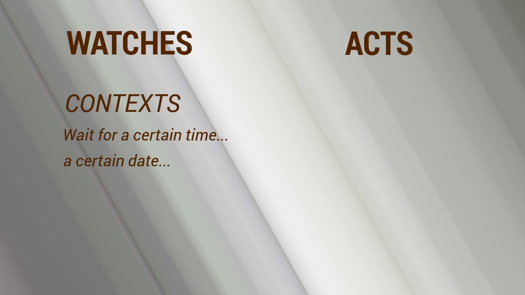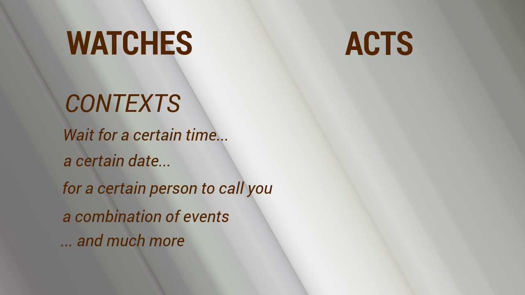We are going to call the situations you tell Tasker to watch for contexts. You may tell it to wait for a certain time, a certain date, a phone call from a certain person, any combination of those events, or much more. So when these contexts occur, Tasker reacts to them by performing tasks.